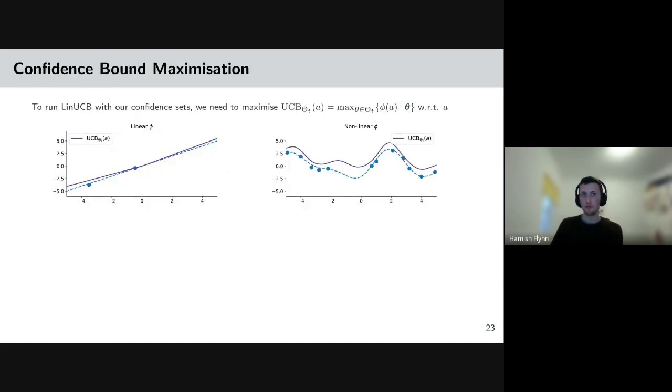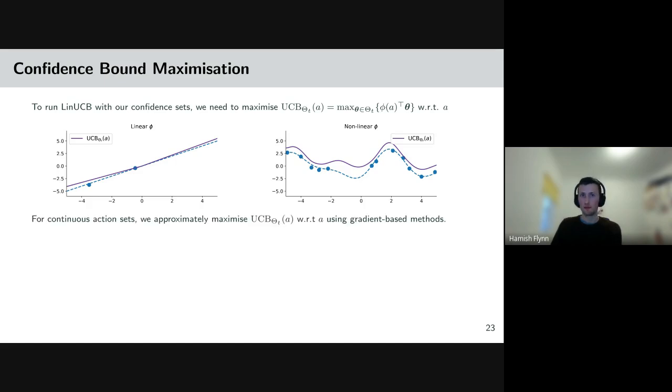So we've seen how we can compute the confidence bounds, but to actually run LinUCB, we also need to maximize the confidence bounds with respect to the action. If the action set is finite and not too large, then that's pretty easy, so we're happy. But if the action set is continuous or infinite, then exact maximization is generally intractable, although this is an issue with other linear upper confidence bound methods as well. These figures are just showing some examples of the kinds of functions we need to maximize.